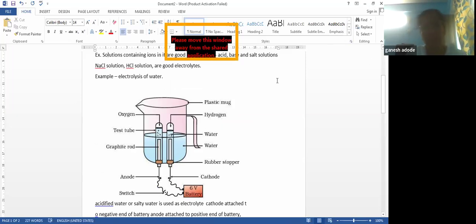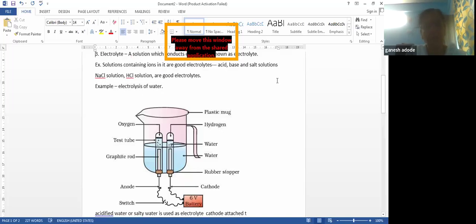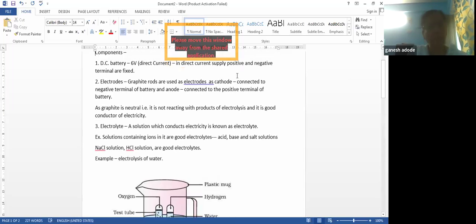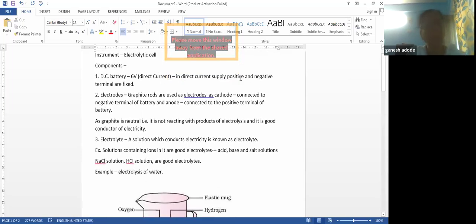देखो, मैं फिर से एक बार इसे रिपीट करती हूँ. इलेक्ट्रोलिसिस ऑफ वाटर का हमने एग्जाम्पल लिया था. पहले मैंने आप लोगों को बताया था कि इलेक्ट्रोलाइटिक सेल के कंपोनेंट्स क्या हैं. डीसी बैटरी, electrodes and electrolyte, these are the main components of the electrolytic cell. इलेक्ट्रोलाइट किसे बोलते हैं? जो सॉल्यूशन इलेक्ट्रिसिटी कंडक्ट कर सकता है उसे हम इलेक्ट्रोलाइट बोलते हैं.